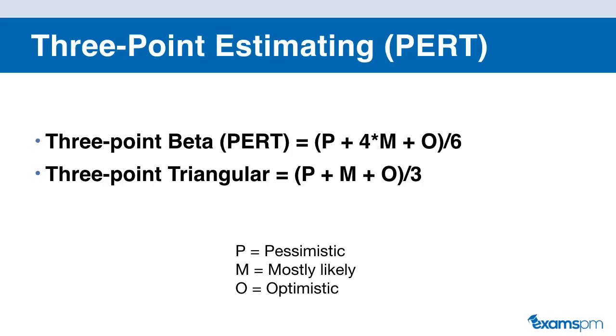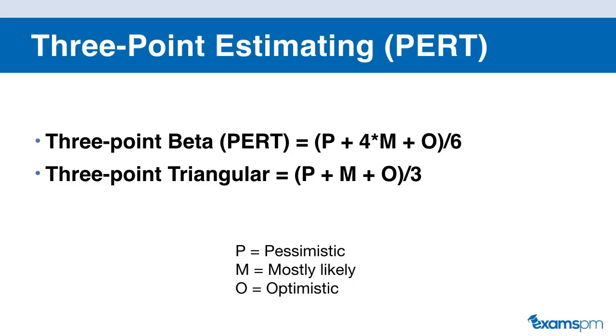You can do the same thing for budget. Pessimistically, this activity will cost $1,000. Most likely, it will cost $500. Optimistically, it will cost $300. Okay? And then once you come up with these 3 points of estimation, you will plug it into either the beta distribution formula or the triangular distribution formula.